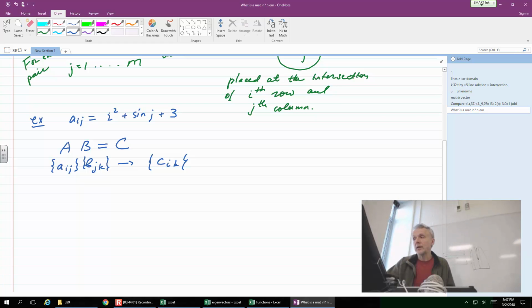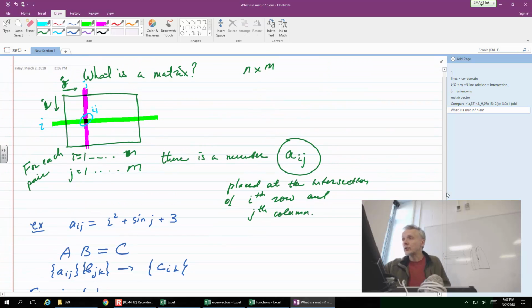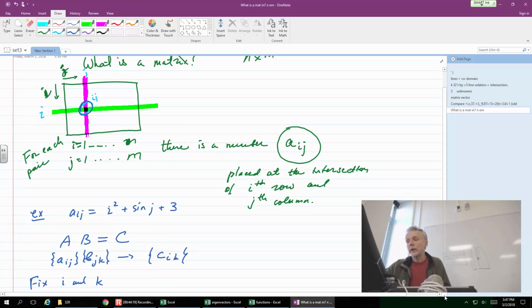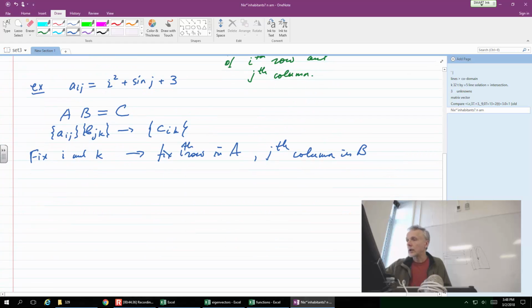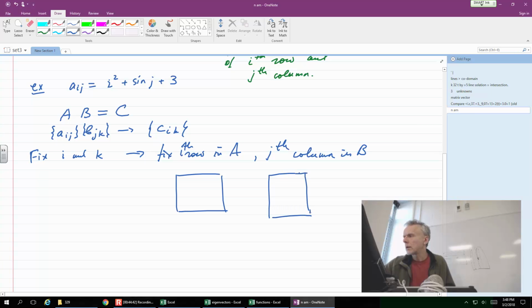Okay, fortunately it's not that complicated. We do one value at a time. So we fix what? I and K. So I and K are fixed, just like in that picture. We are looking for one single value to be computed, which means that we fix a row, which row? The ith row in A, and the kth column in B. Just once again, like that picture over here. Let me redo it, so A and B.